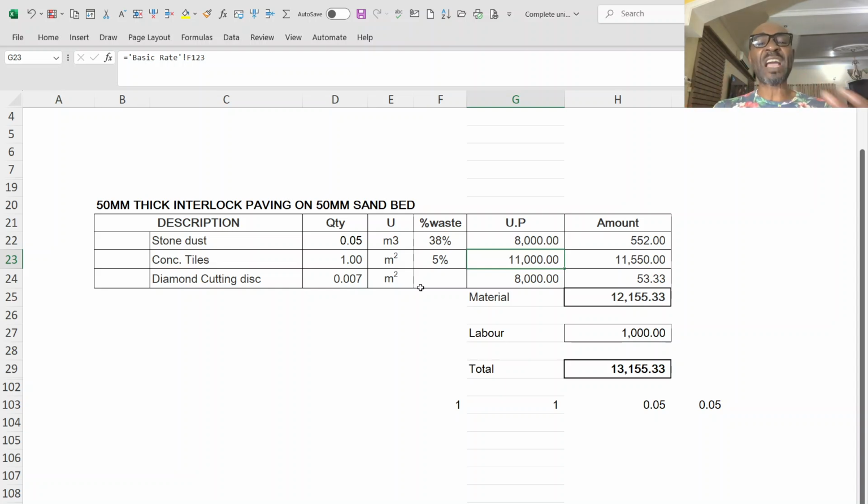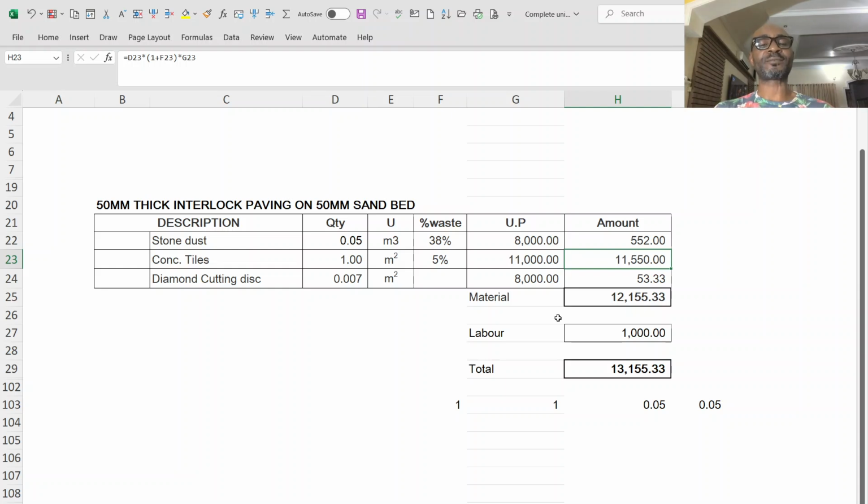So I'm now applying a 5% waste for what I'm going to record in totality during the cost of executing the project. So 11,000 is the cost per square meter in the market, including transportation. This is delivered to site. Then after applying a 5% waste on it, I have 11,550 naira per square meter.